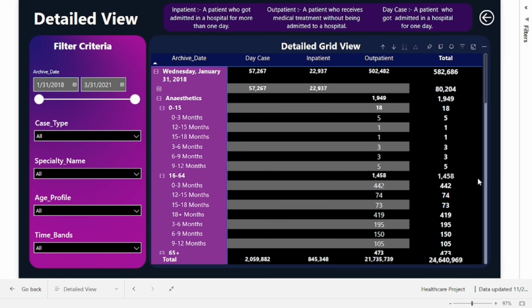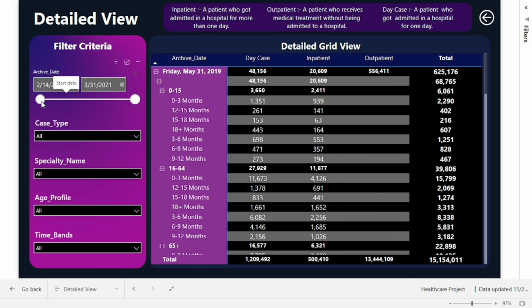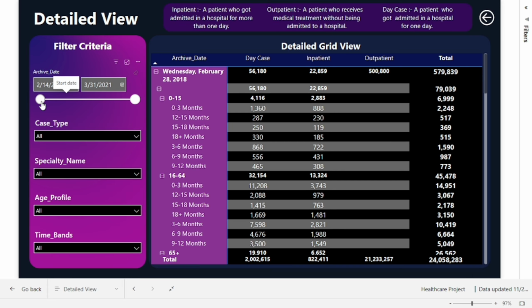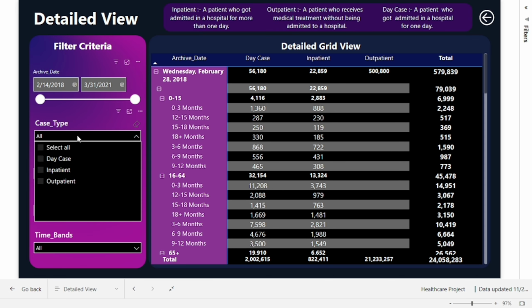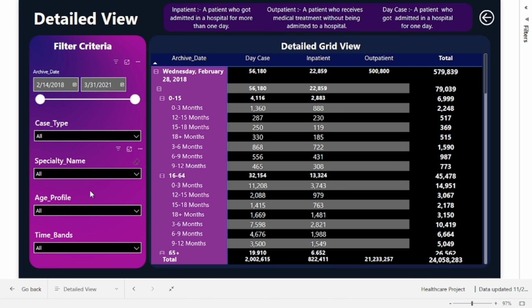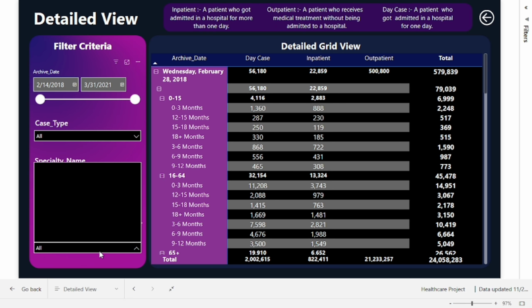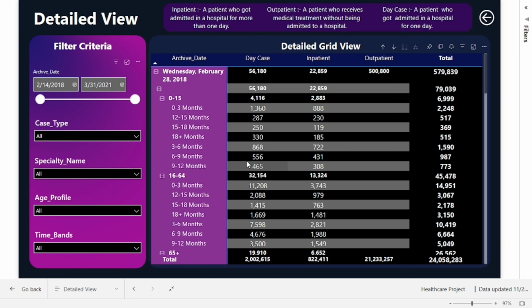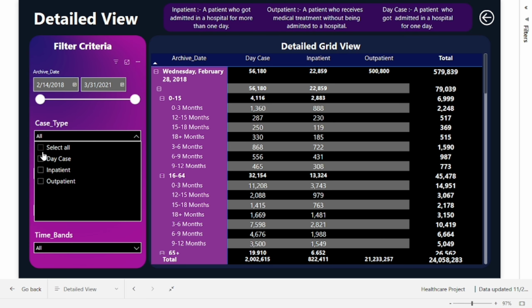This page is designed for deep analysis. First, flexible filters. On the left hand side, we have powerful filters that include date range, case type, specialty, age profile and time band. This lets us slice the data however we need. For example, we can analyze only outpatient or only pediatric cases or only a specific specialty.